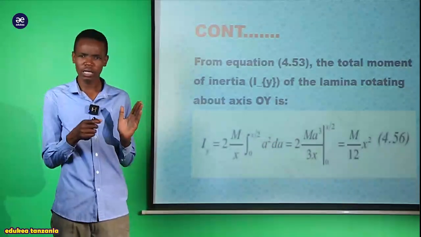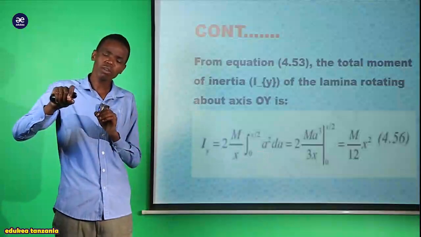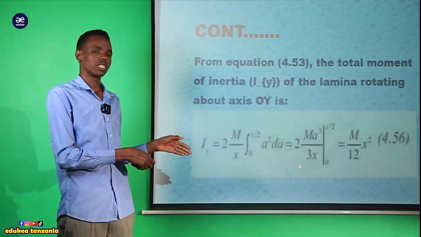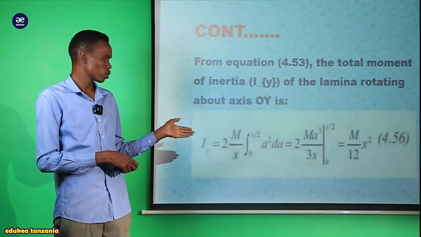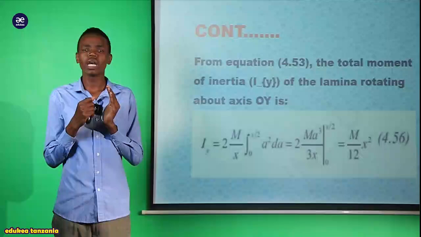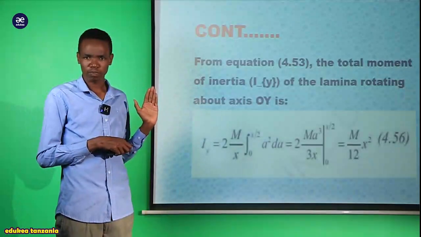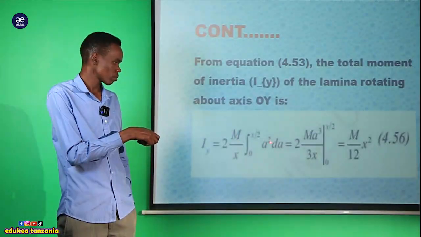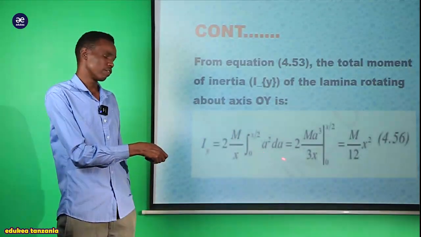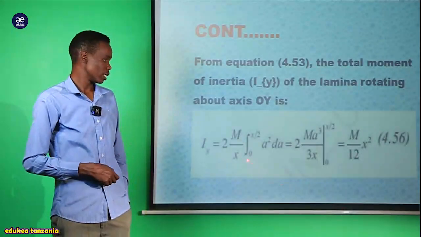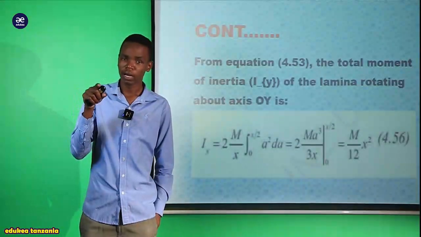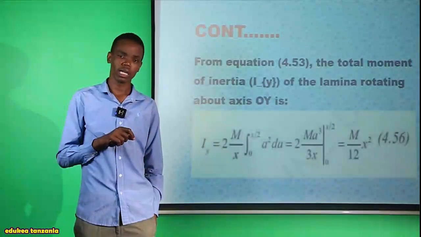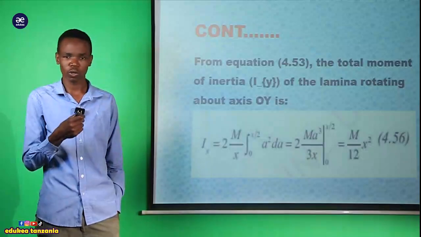But before we factor out, let us consider that the moment of inertia along the y-axis must be equal to 2m divided by x. Then we integrate from 0 to x divided by 2 of a square dA, because we are integrating with respect to a. We integrate by adding 1 to the exponent and dividing by the exponent after adding 1. It means the integration of x power n dx is x power n plus 1, divided by n plus 1. That is the principle we use to integrate.